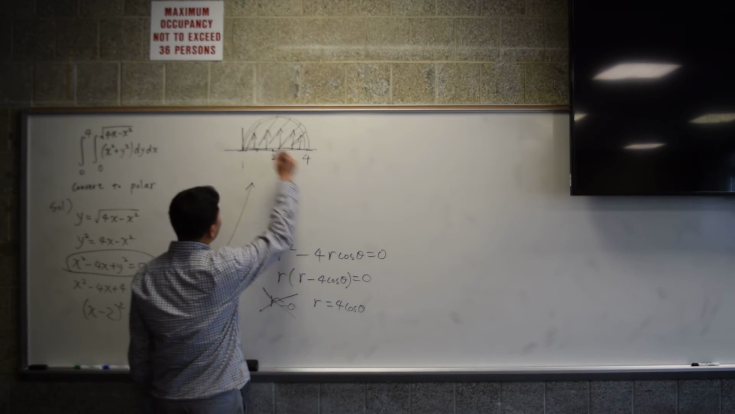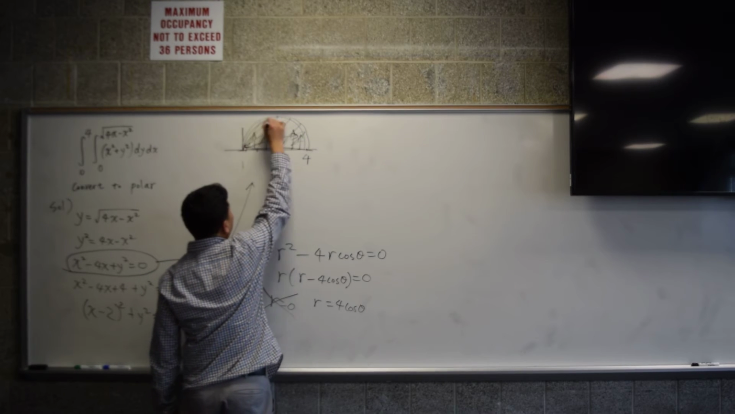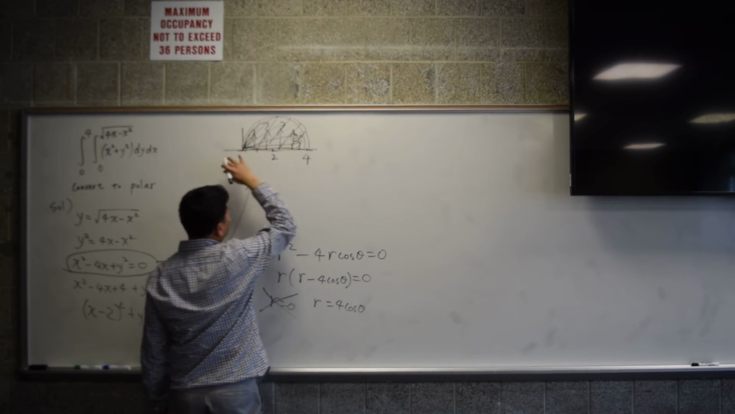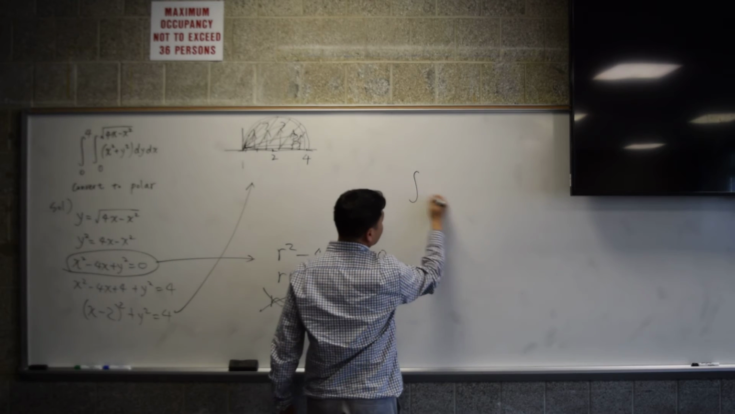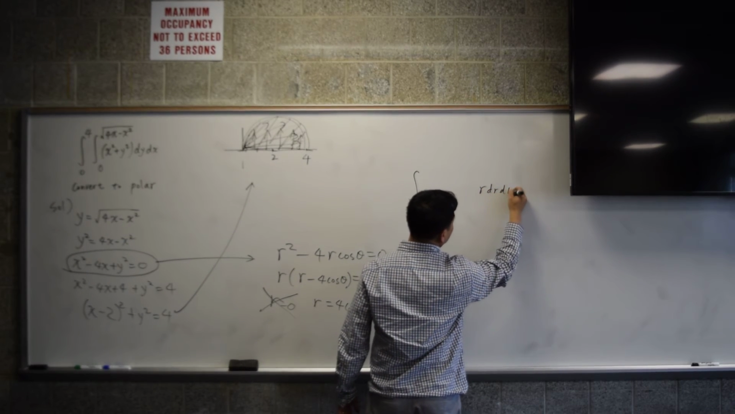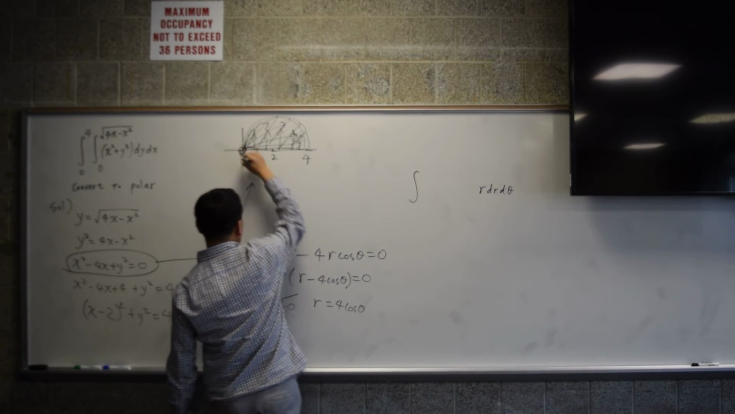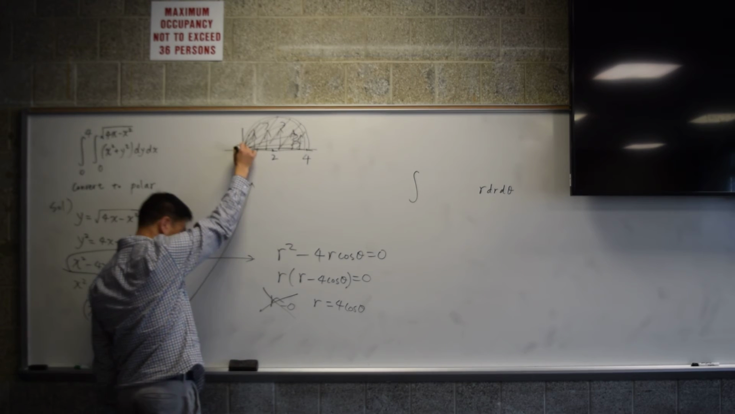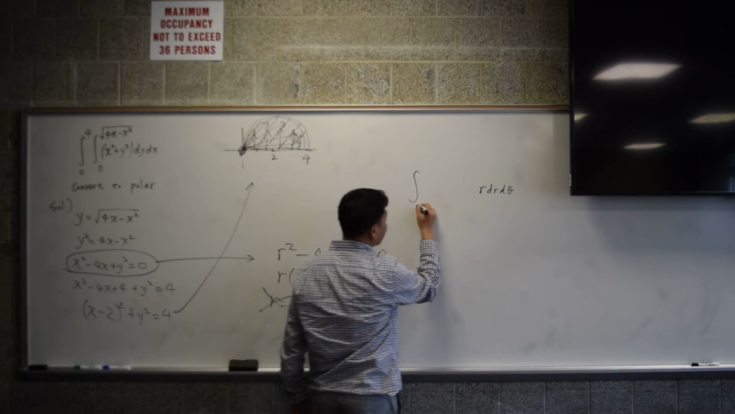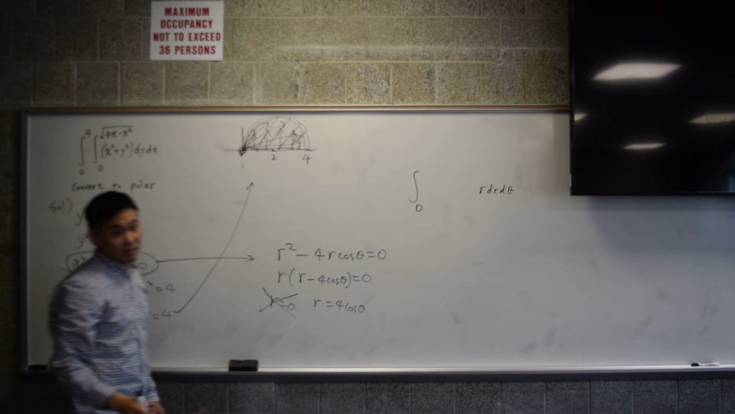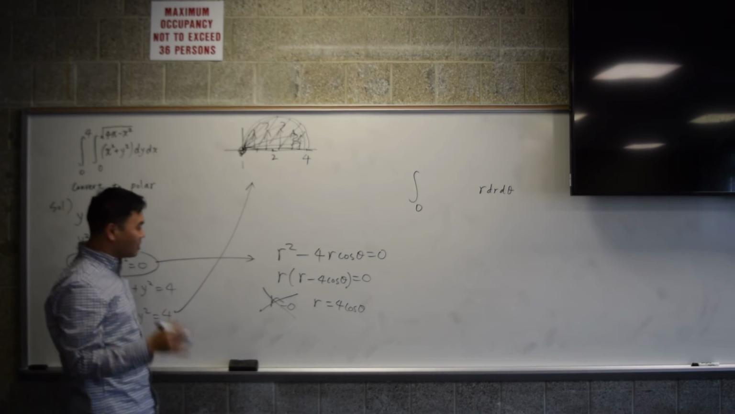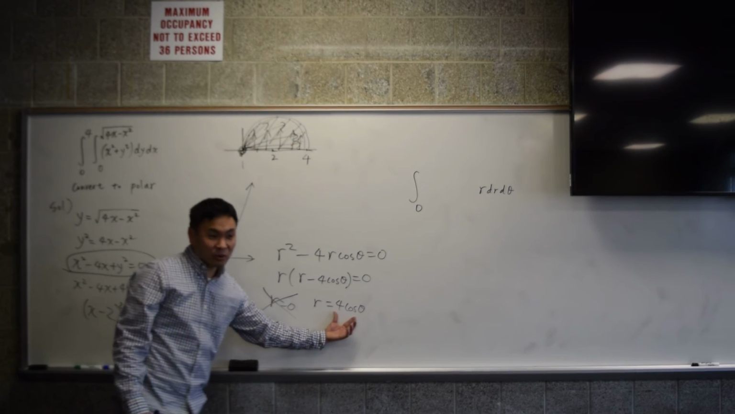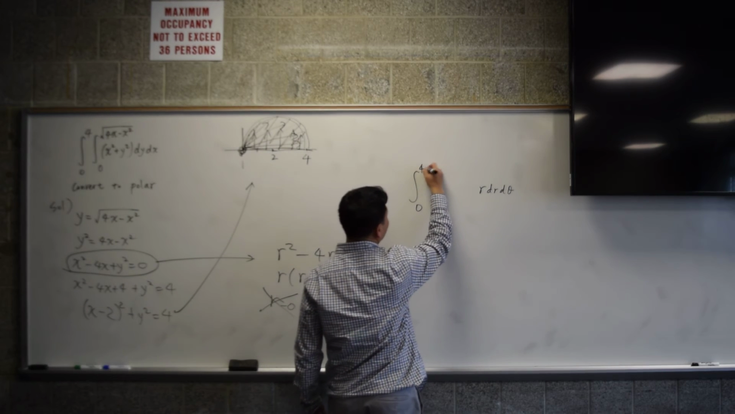Now we have to think about how to paint this region radially. Where do you begin? At r equal to 0, that's where you begin. Where do you end? At r equal to 4 cosine theta.